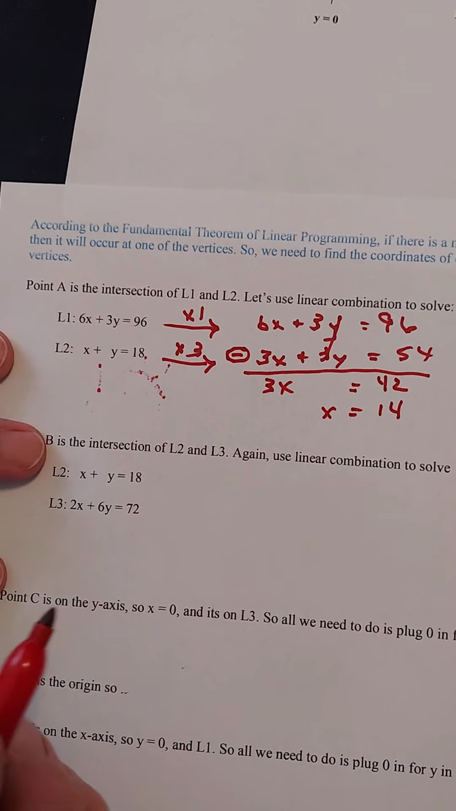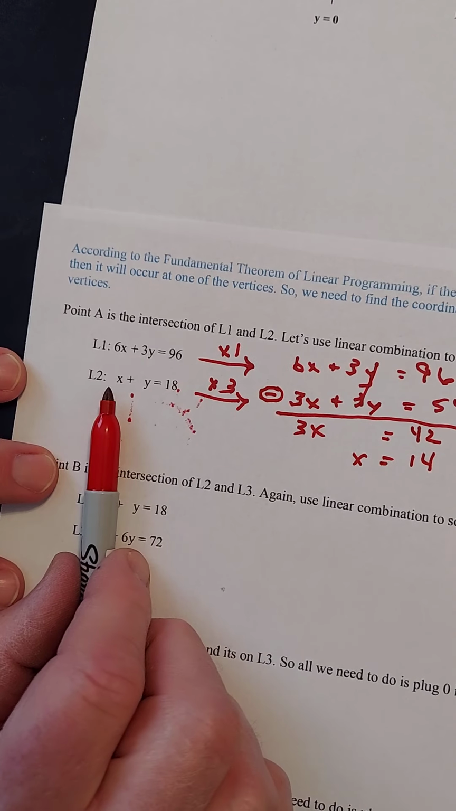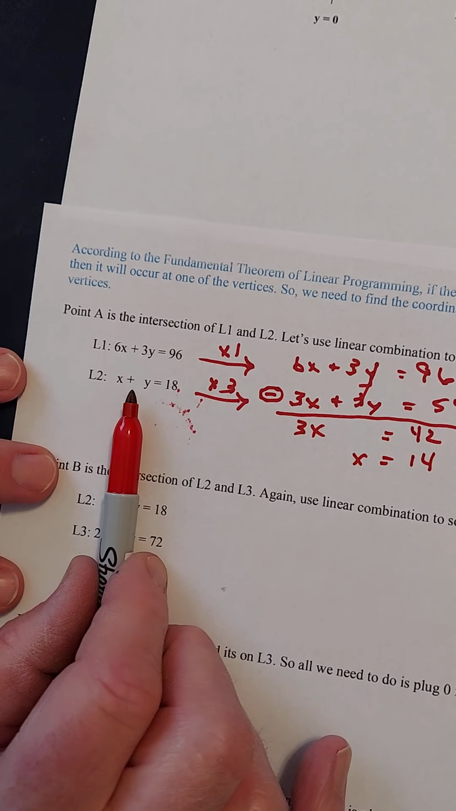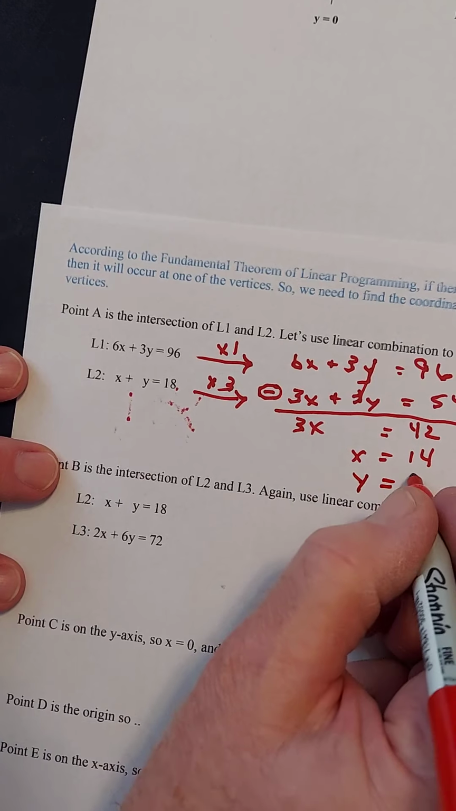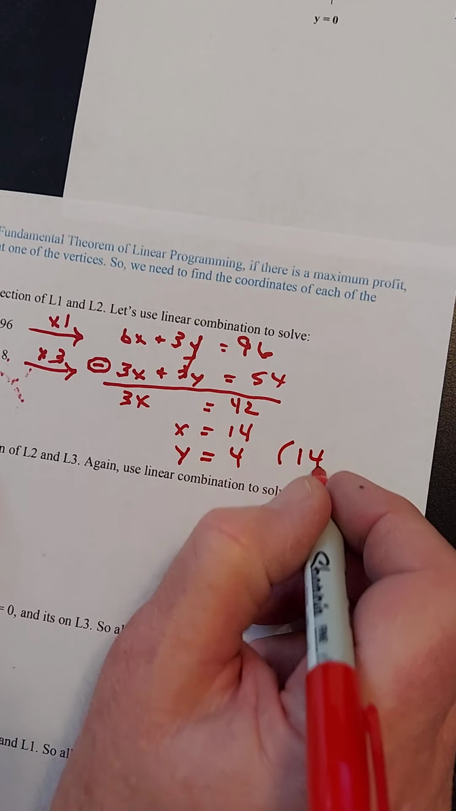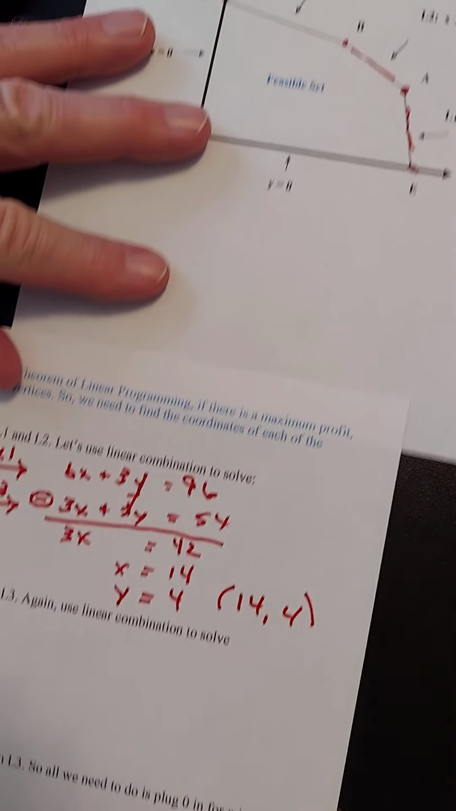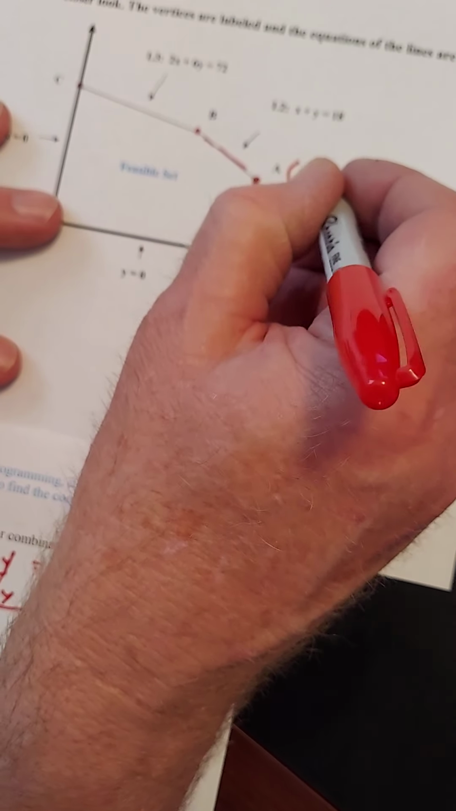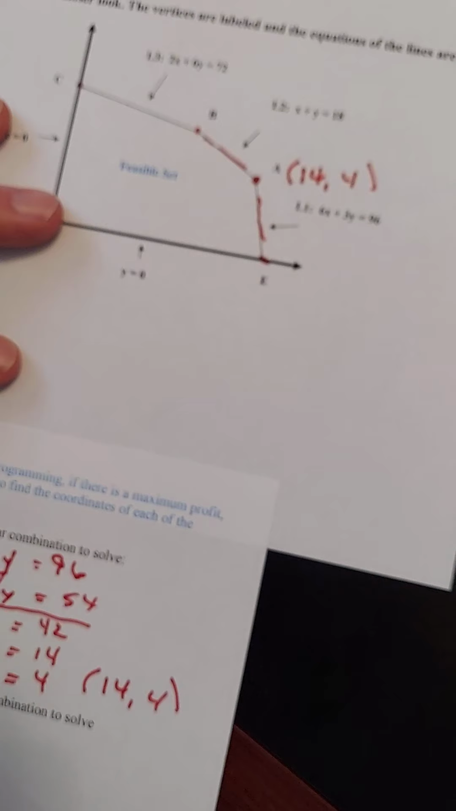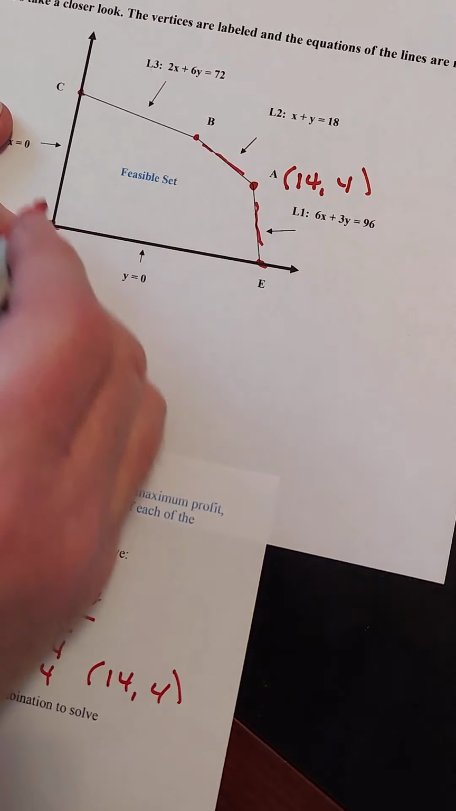Then if you go back and plug in, you can plug in either one. If I put 14 here for x, 14 plus what number gives you 18? Looks like y is going to be 4. So that would give you the point 14, comma 4. Going back to my picture here, A would have the coordinates 14, comma 4. Okay, we're just going to work our way around here.